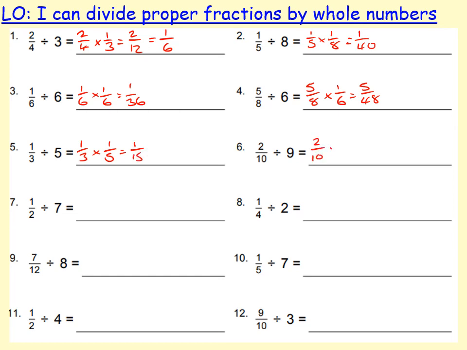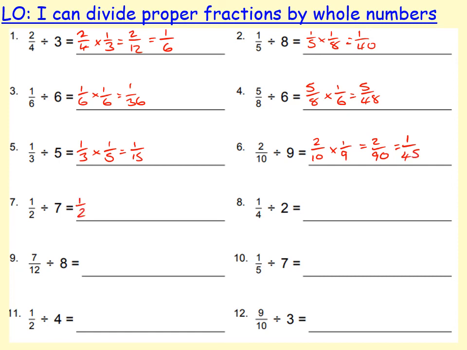Question 6, 2/10 multiplied by 1/9. 1 2 is 2, 10 9s are 90. 90 is an even number, so 2 can be a factor of it. 2 goes into 2 once. How many 2s go into 90? We don't need to work them all out because if we're looking for 2s, we just halve it. Half of 90 is 45.